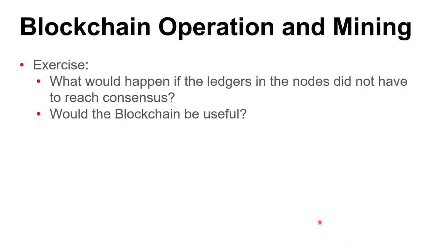So for an exercise, what would happen if the ledgers of the nodes did not reach consensus? What would that look like? Think about that. Would that be useful?